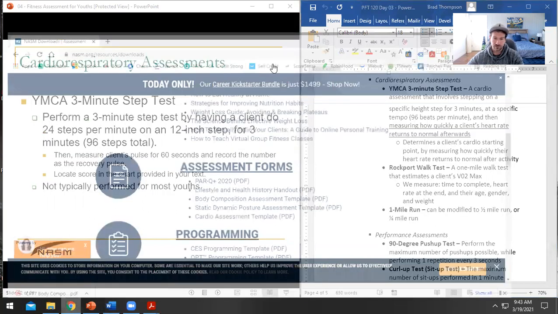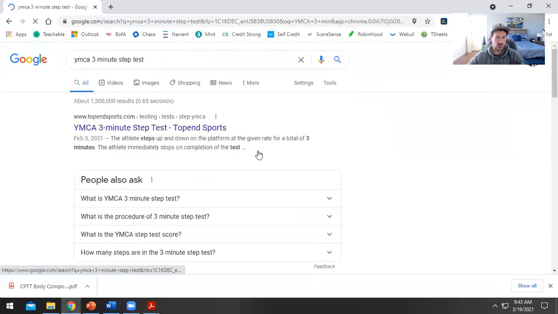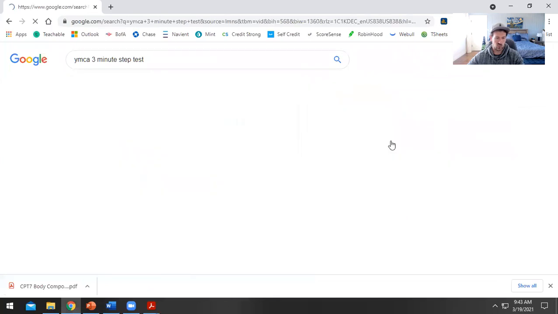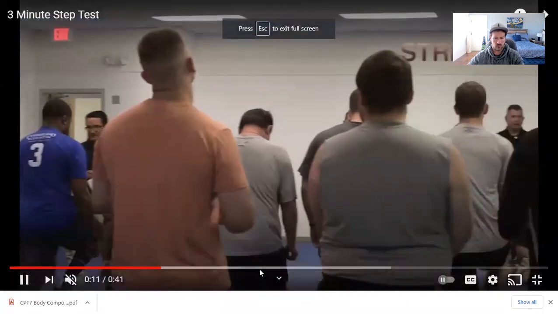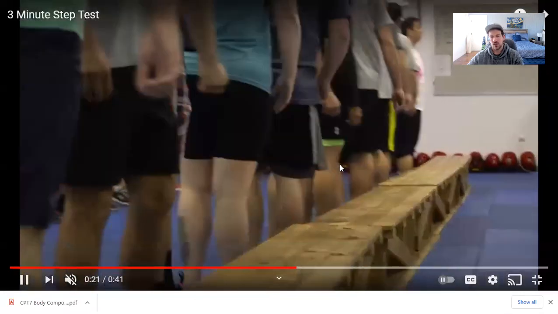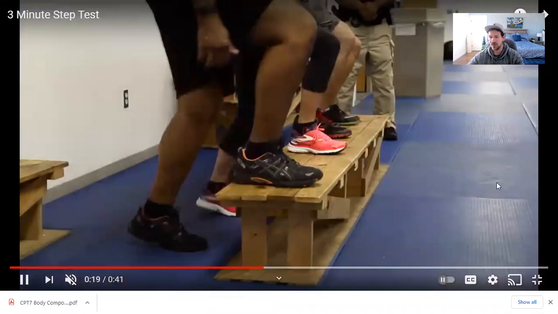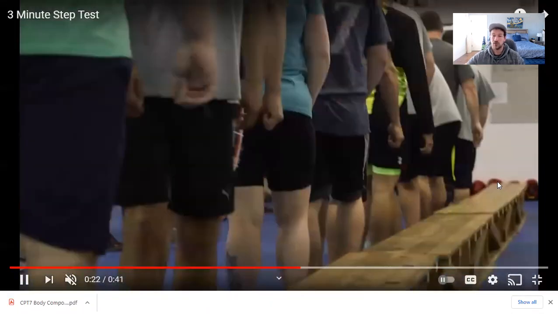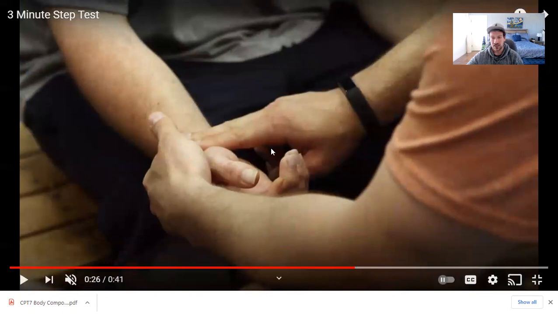So what we're going to do, if we look at this, that's a whole bunch of people doing it all at once. They're all doing the steps at the same pace, up, up, down, down. They do it for 3 minutes straight. At the end of that 3 minutes, they sit down immediately, and then the trainer is going to take their pulse and record it for a full 60 seconds.